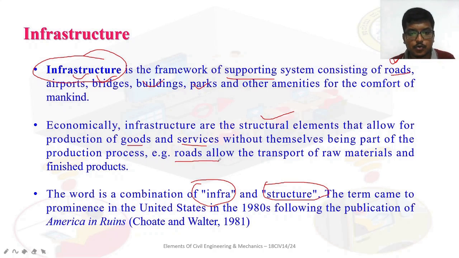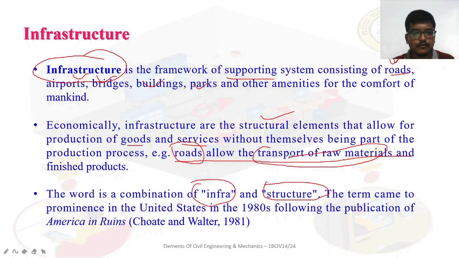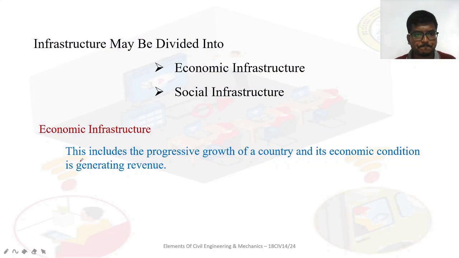For example, roads allow transport of raw materials and finished products, so from that money is exchanged. Communication is done and business is done, so that growth is happening. So like that, roads will aid. Roads allow the transport of raw materials from one place to another, so that both gain and the economy of the country is raised. This type of infrastructure will aid in the development of a country.